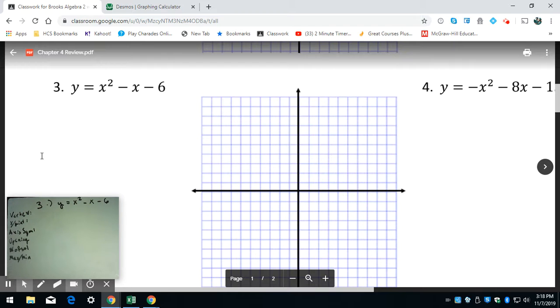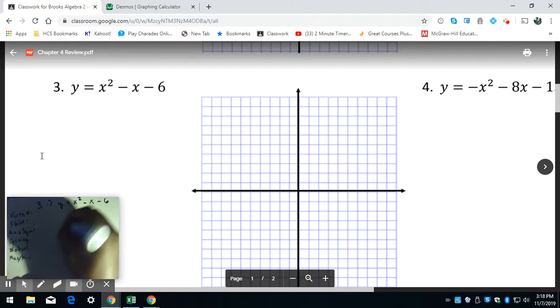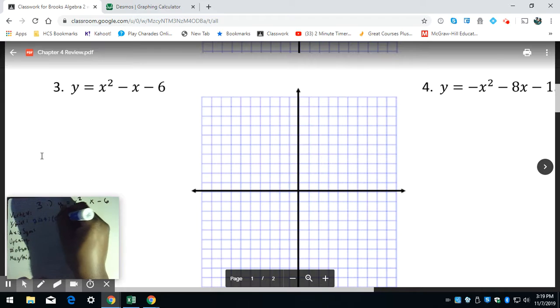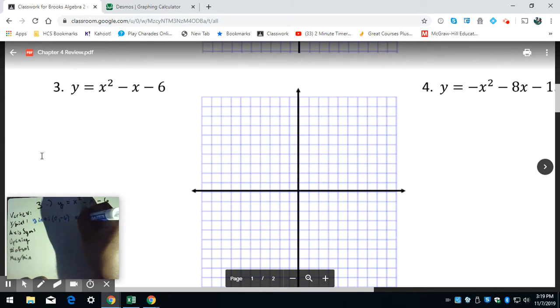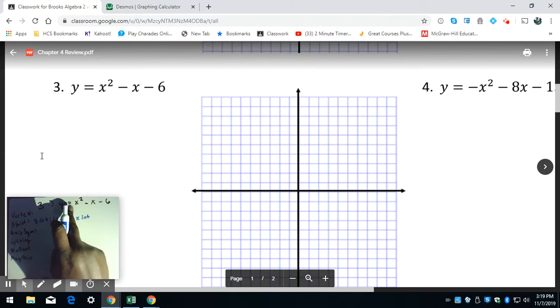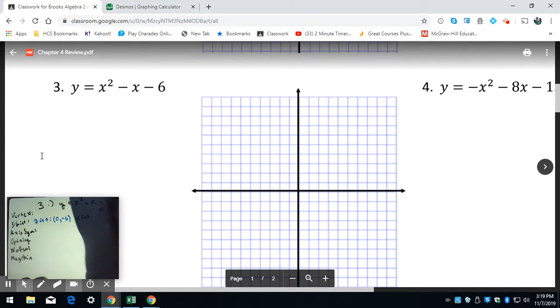It's not going to be so easy to determine the vertex, so actually let's start with our x and y intercepts. So let's remember the y-intercept occurs when x equals 0, or just our c part. So our y-intercept is going to be at (0, -6). For our x-intercept, remember we're going to set y equals 0. So y set x equals 0, x set y equal to 0. So that would be 0 equals x squared minus x minus 6.